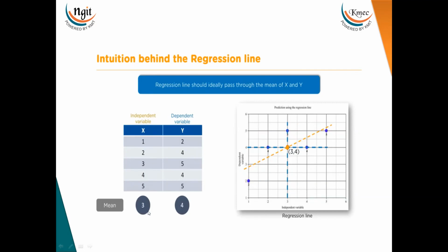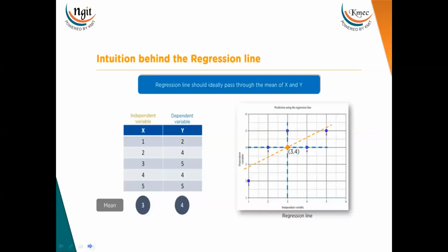Addition of all numbers divided by total number of numbers. So x will be 3 and y will be 4. So my x and y is here 3 and 4. So this is called mean. And using this mean, I draw a straight line here. So this is the line which is crossing the mean.